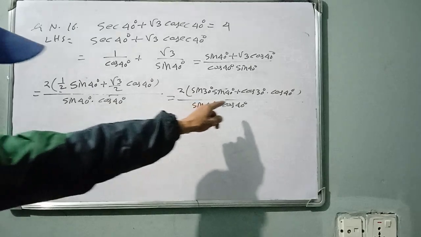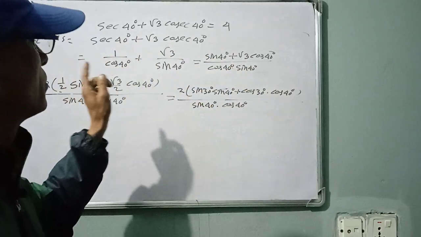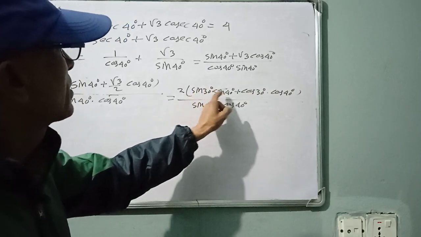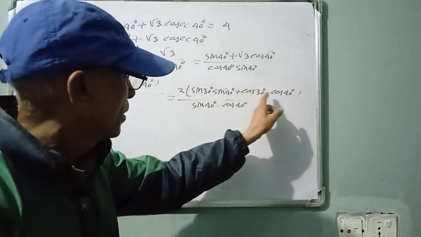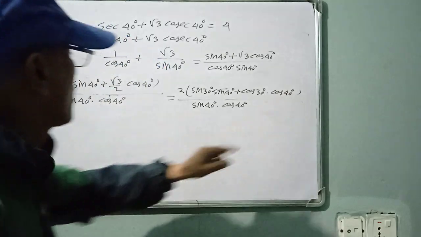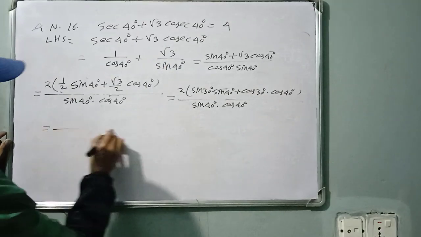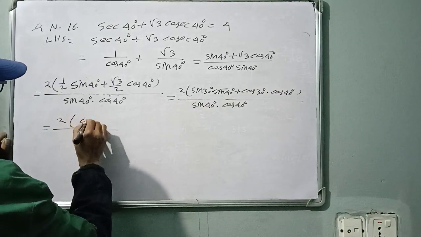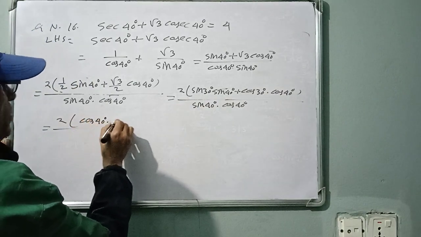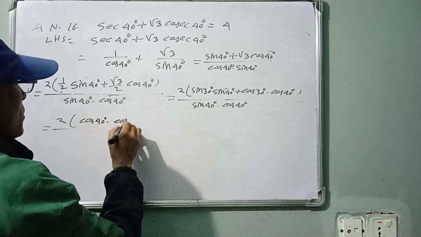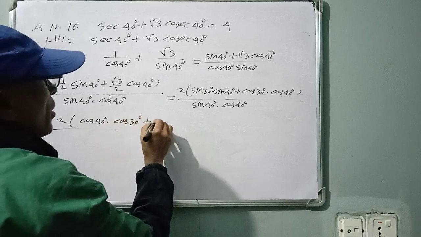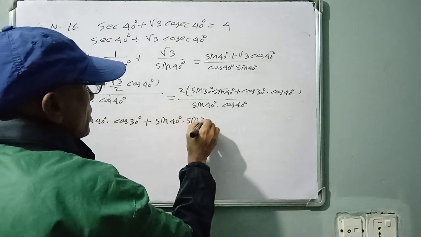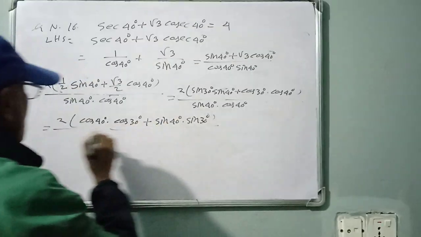See, you have to change into the correct formula. Is it in the formula? Sine A sine B plus cos A cos B. First, arrange to make a proper formula. You have to arrange in this way: cos 40 into cos 30 degree plus sine 40 degree into sine 30 degree. So that there is a formula.